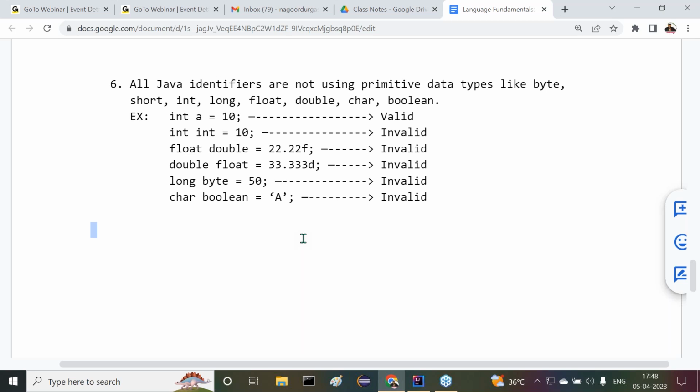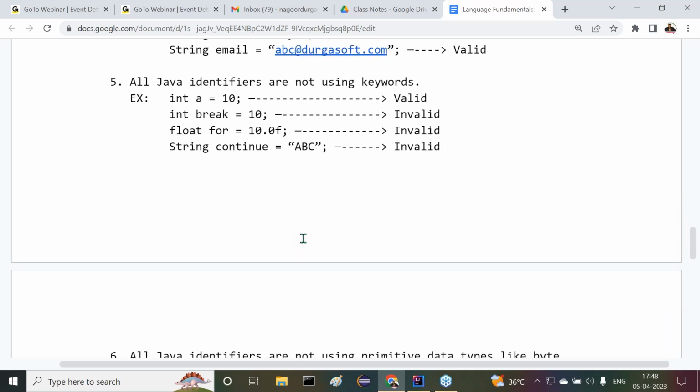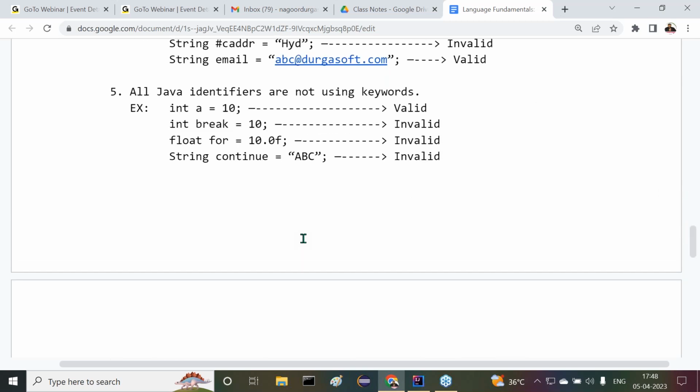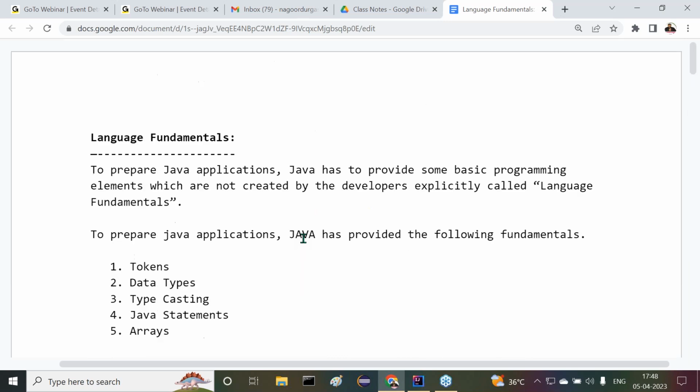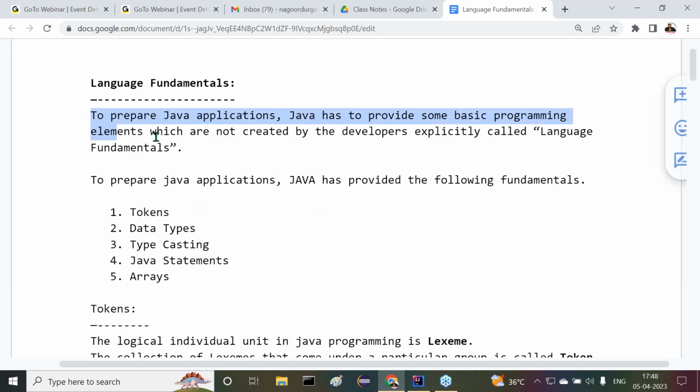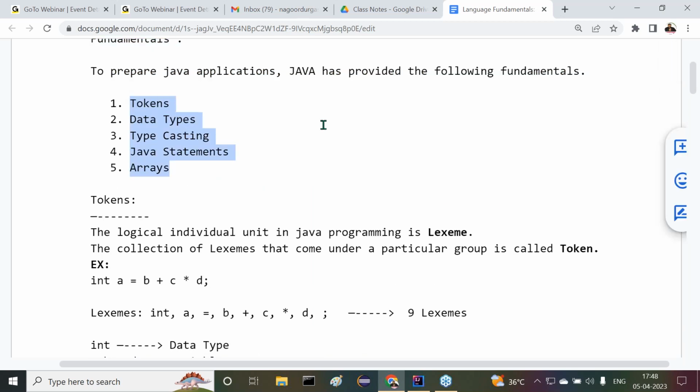Now observe carefully. I need to talk about a few more points here, but let us have some review of all the points. First of all, today I started our content with language fundamentals. To prepare Java applications, Java has to provide some basic programming elements which are not created by the developers explicitly, called language fundamentals. To prepare Java applications, Java has provided the following fundamentals. What are the various fundamentals? Tokens, data types, typecasting, Java statements, arrays.